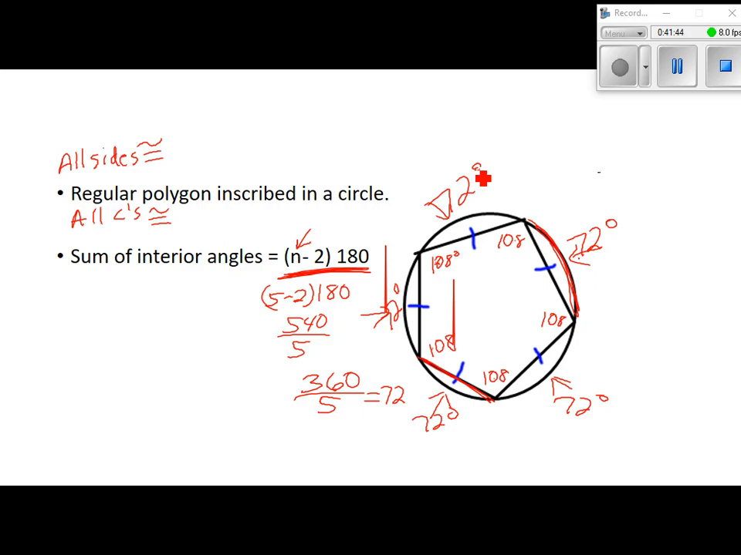Did they give us any numbers when we started this problem? No, not a one. They just told us that this polygon was regular. That's all we needed to come up with all that stuff. What if I drew this in here? See how smart you guys really are.